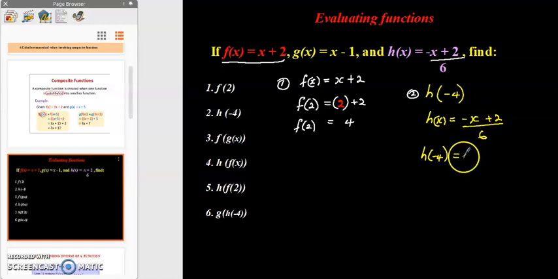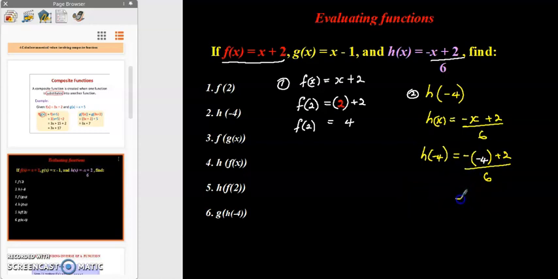So the negative sign will remain the same. Put back your negative, and remember I said to put the substitution in brackets. So this will be minus 4. We put in the minus 4 right here, straightforward, and everything else remains the same. We'll only do the substitution for the x. So we still have plus 2 over 6.